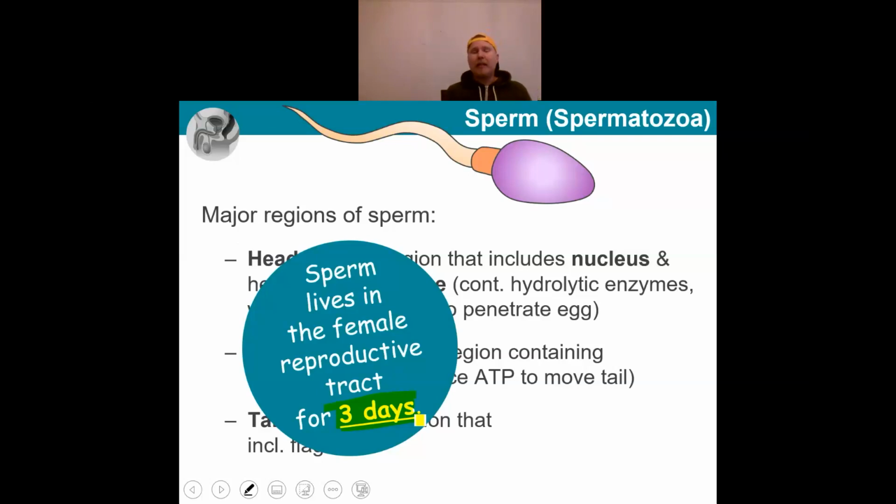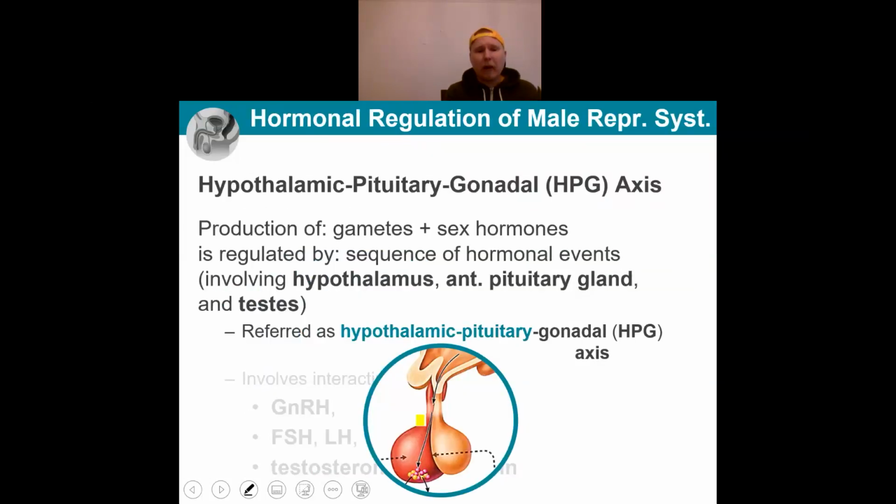But sperm really lives in the female body outside the male for a good number of days, just enough to make its journey where the fertilization occurs. And when we talk about the hormonal regulation of the male reproductive system, we end up with a concept that we've already heard before: the hypothalamic pituitary axis, or hypothalamic pituitary gonadal axis.